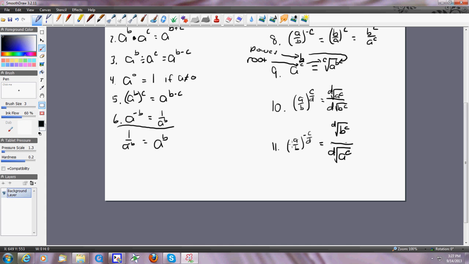And the reason why is because this negative here makes those reciprocals. The C and the D do not swap. D stays the root, C stays the power. The reciprocal of A over B is B over A, and that's it.